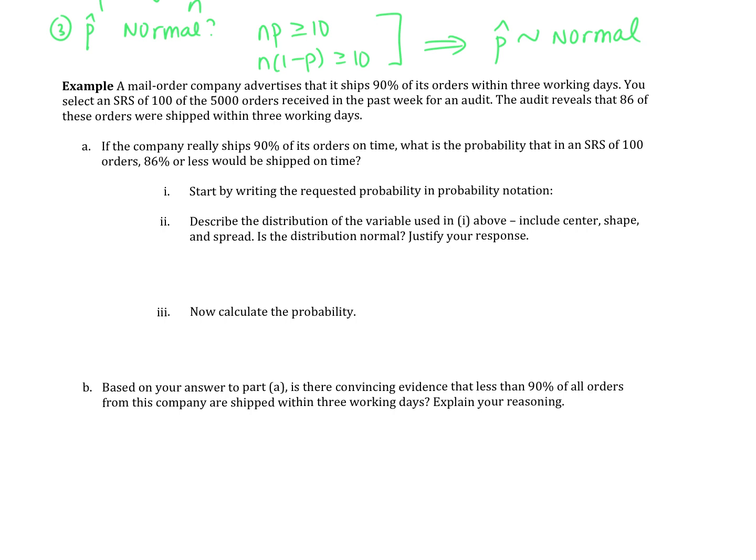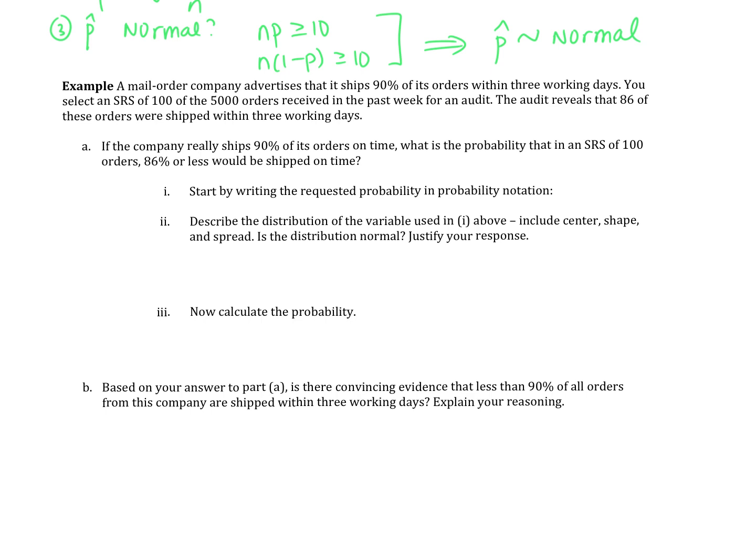A mail order company advertises that it ships 90% of its orders within 3 working days. You select a simple random sample of 100 of the 5,000 orders received in the past week for an audit. The audit reveals that 86 of these orders were shipped within 3 working days. If the company really ships 90% of its orders on time, what is the probability that in a simple random sample of 100 orders, 86% or less would be shipped on time?